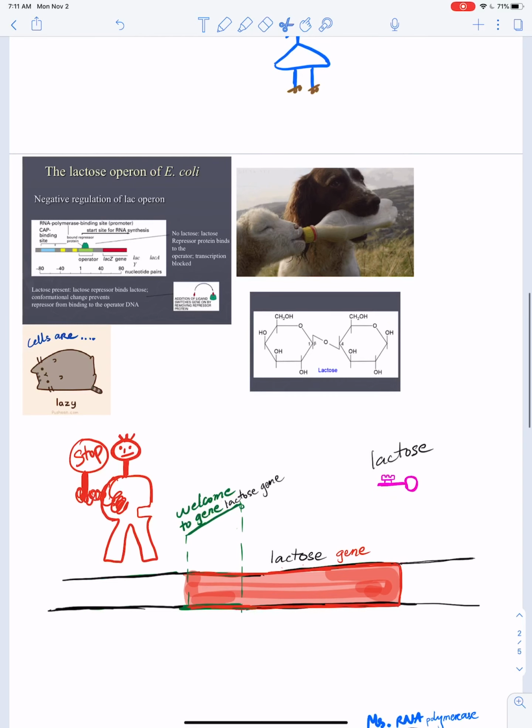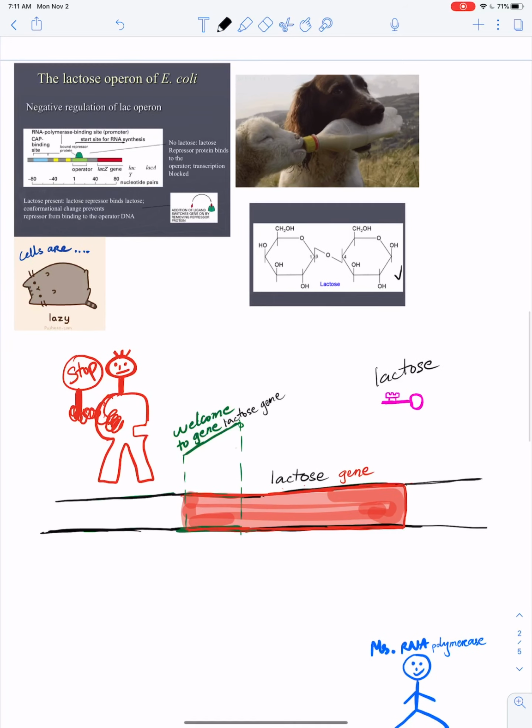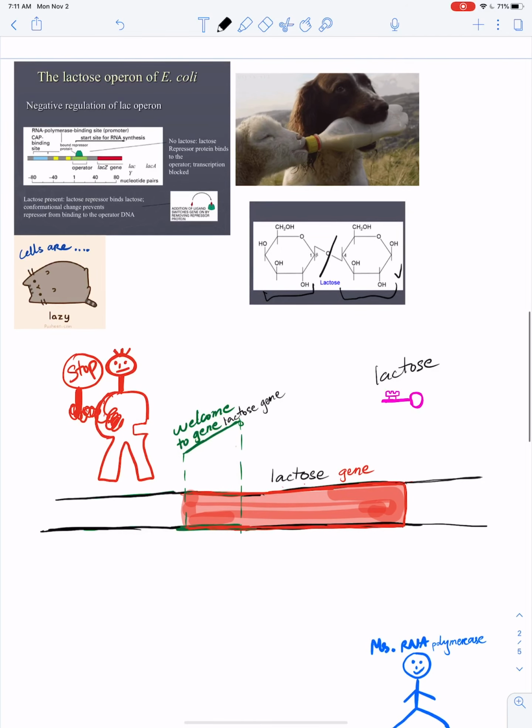Talking about the lactose operon in E. coli, when you drink milk, milk has lactose, and lactose is a complex sugar. It's a diet sugar, so you need to have a protein called lactase. The gene sequence here codes for the protein that cuts the bond between two simple sugars, to make the lactose become simple sugars for the cell to digest.